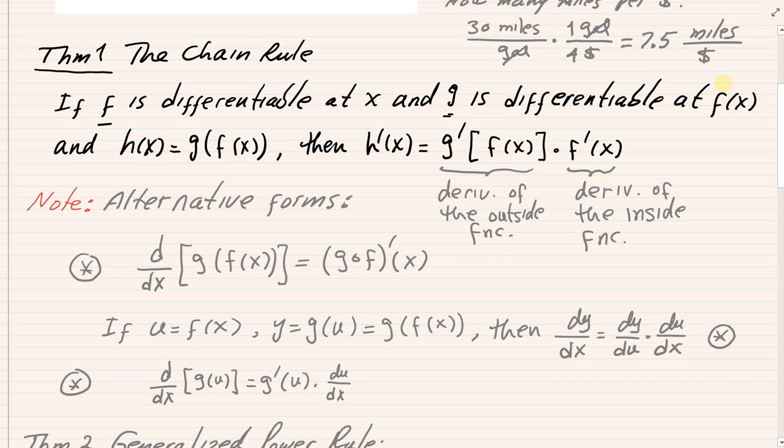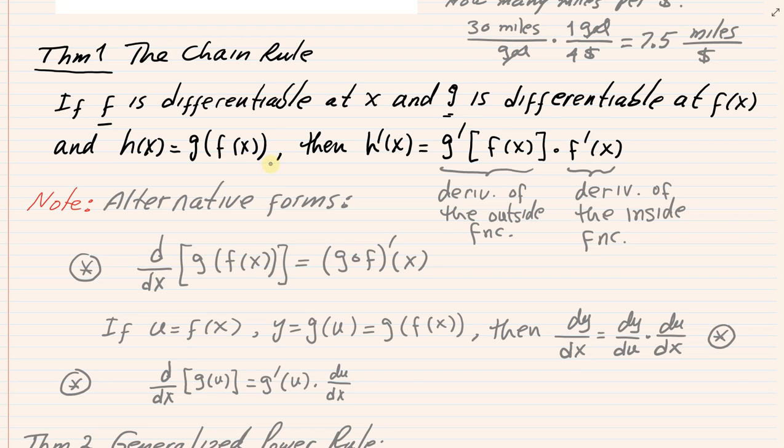In this theorem, the chain rule, the theorem reads: if f is differentiable at x, and so is g, both f and g are differentiable functions at some point, so f is differentiable at x, g is differentiable at f of x, and we call the composite function h of x to be g of f of x, then the derivative is given by g prime of f of x times f prime of x. That's how you multiply the two rates together.